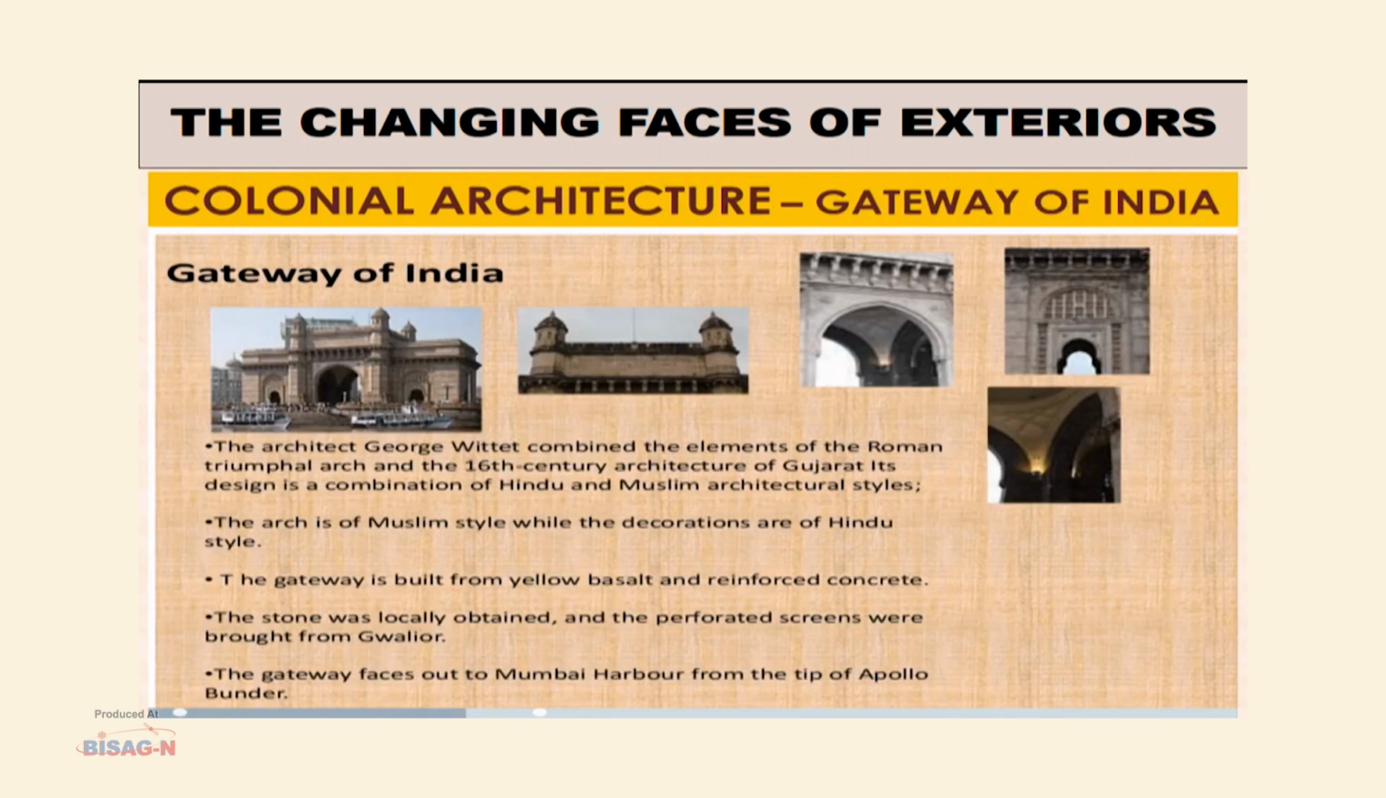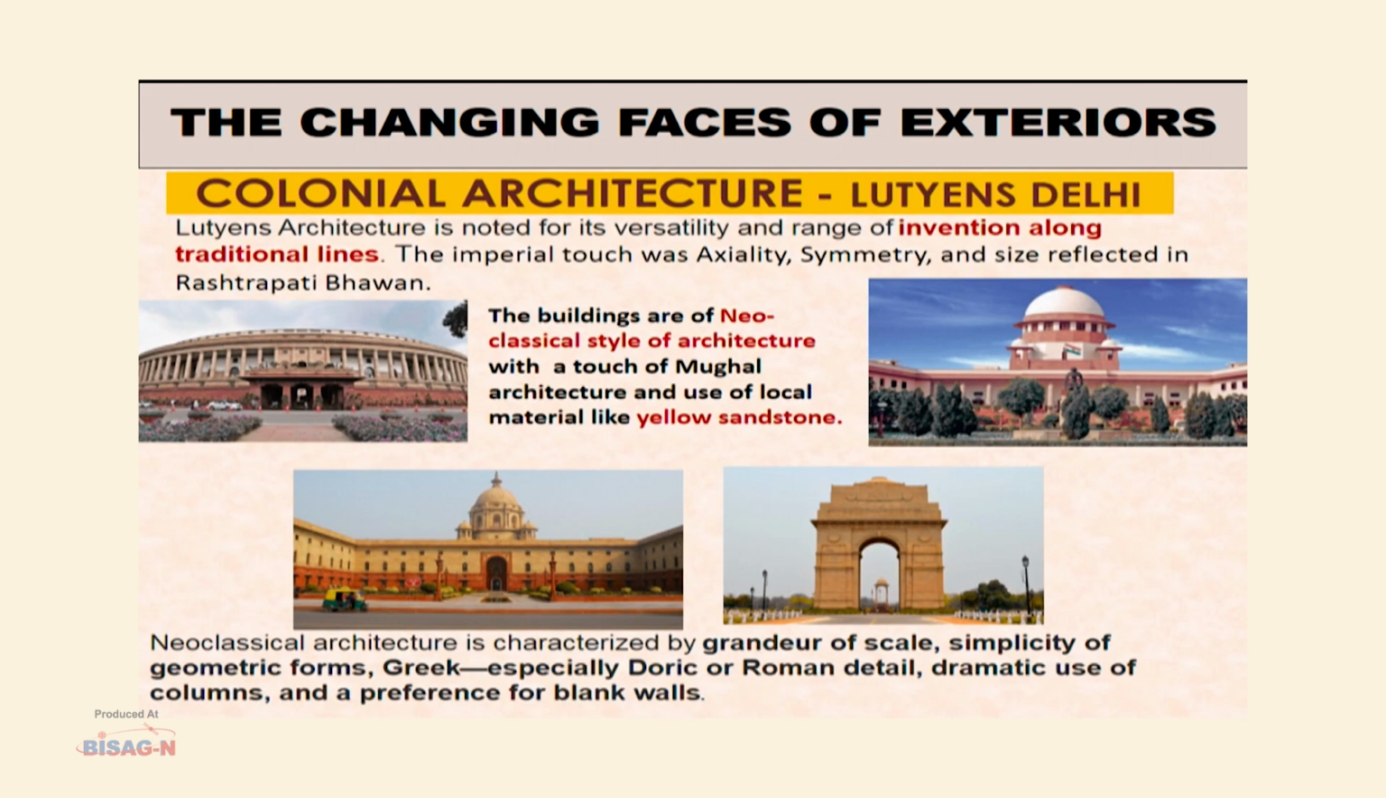The next example of colonial architecture is the Gateway of India. We see a combination of Hindu and Muslim architectural styles. This gateway is also built of local yellow basalt stone. The culmination of the colonial architecture can be seen in Lutyens' Delhi. Lutyens architecture is noted for its versatility and range of innovation along with the traditional lines.